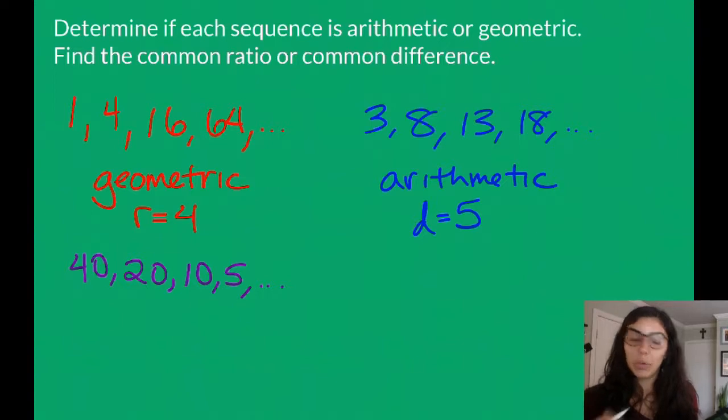Let's see if that pattern works every time. So 40 divided by 2 is 20. 20 divided by 2 is 10. 10 divided by 2 is 5. So if it works every time, that's going to be the answer to my sequence.